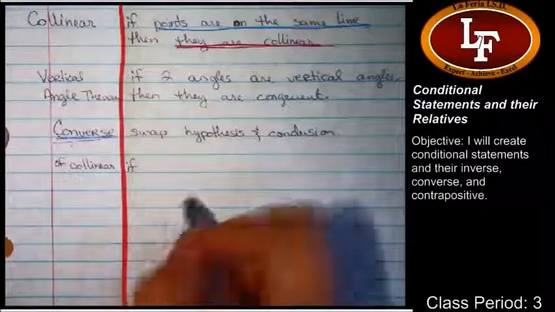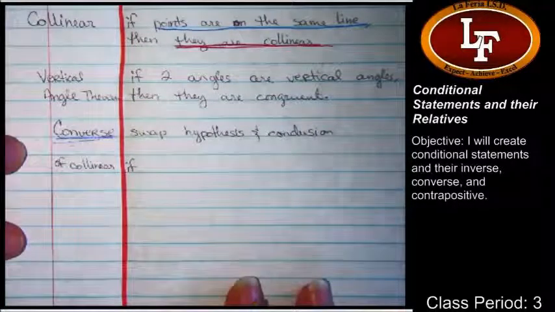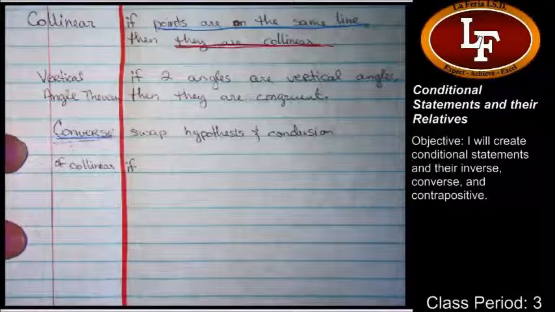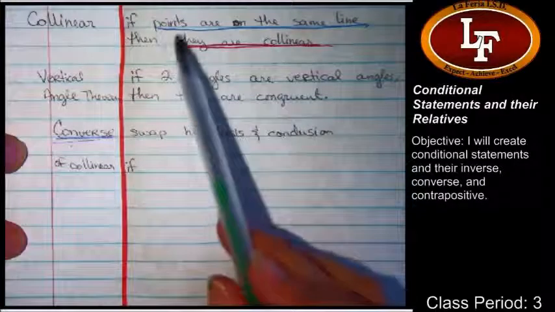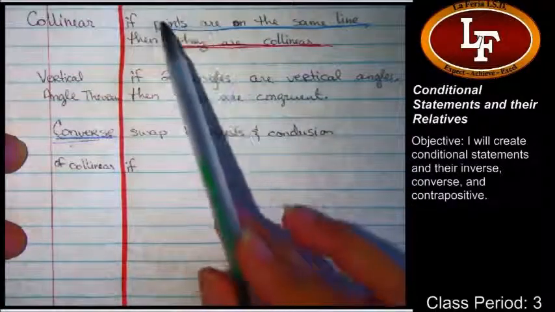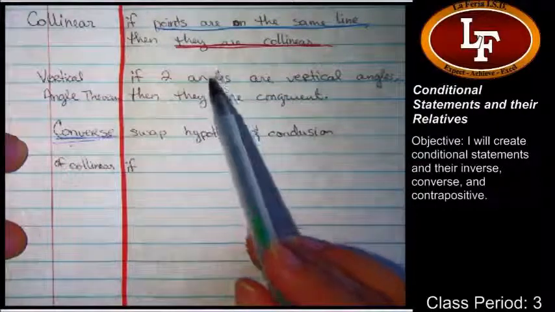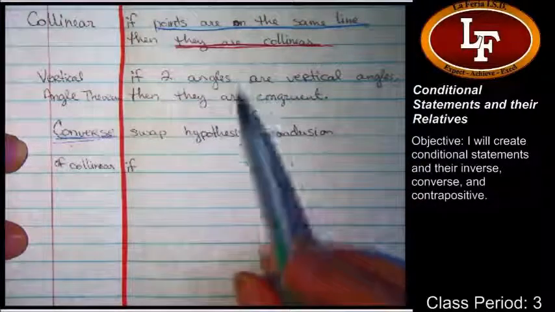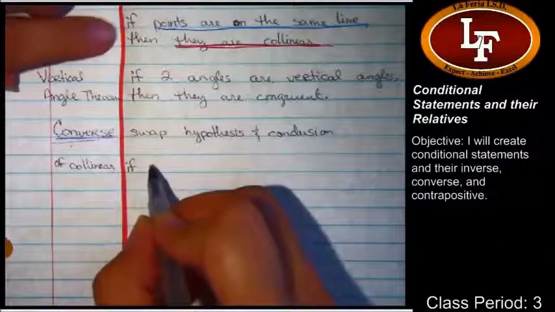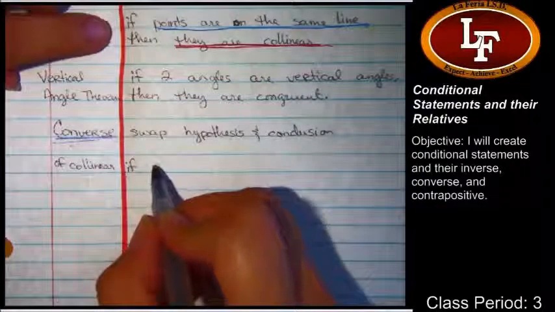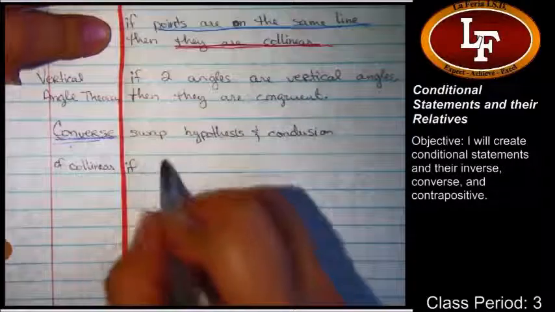If what are collinear? You said if they are collinear. The lines? The angles? Look at the original hypothesis. The points are collinear. So if points are collinear, then they're on the same line. So we're taking this original conditional up here, and we're flipping the hypothesis and the conclusion.